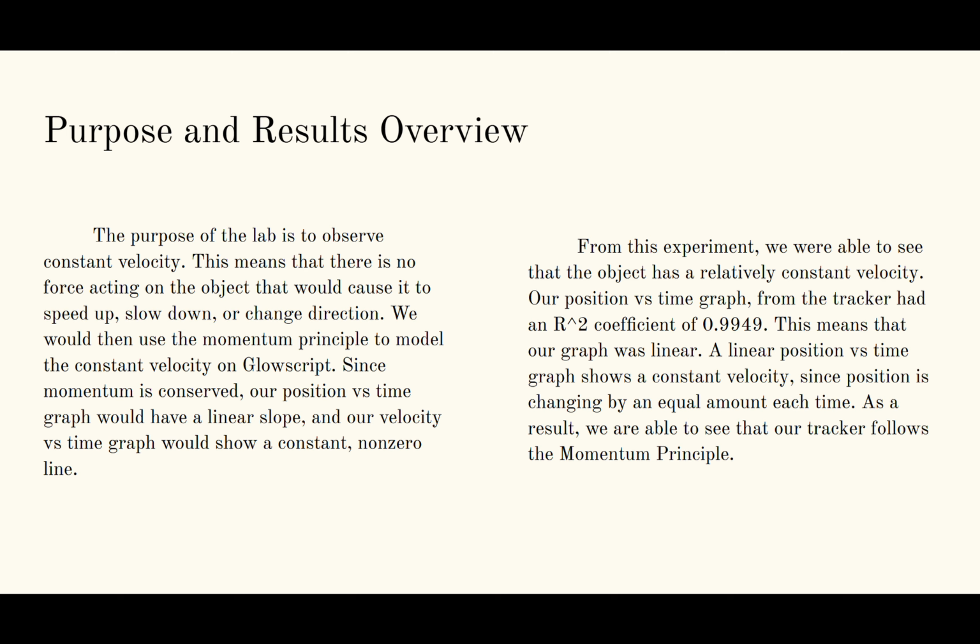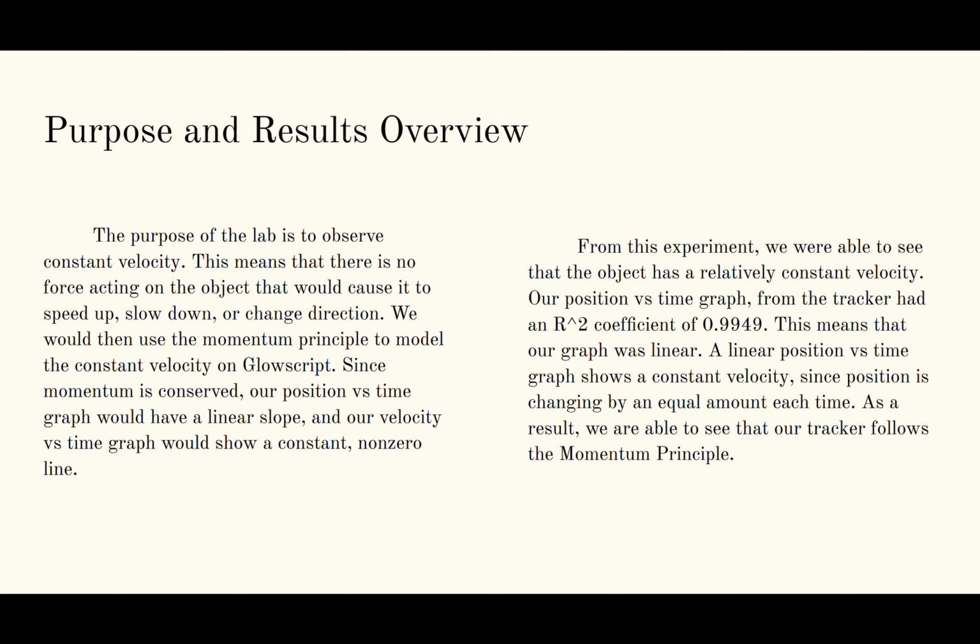The purpose of the lab is to observe constant velocity. This means that there is no force acting on the object that would cause it to speed up, slow down, or change direction. We would then use the momentum principle to model the constant velocity on GlowScript. Since momentum is conserved, our position versus time graph would have a linear slope, and our velocity versus time graph would show a constant non-zero line.